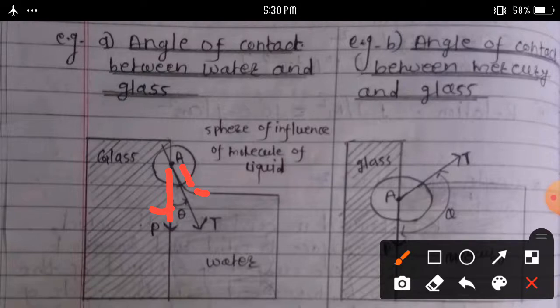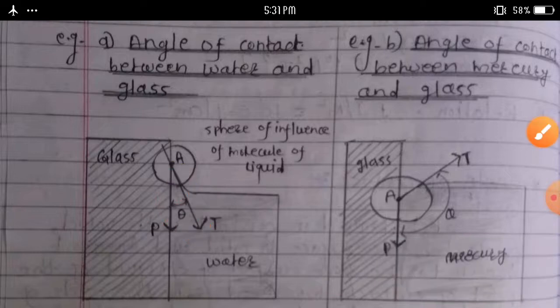This capital A is the sphere of influence of the molecule, and theta is the angle of contact. We can measure this angle of contact. We consider the tangent drawn to the free surface of the liquid at the point of contact. This is the point of contact, measured from the side of the liquid. We can measure this angle on this side, and this is the angle of contact.